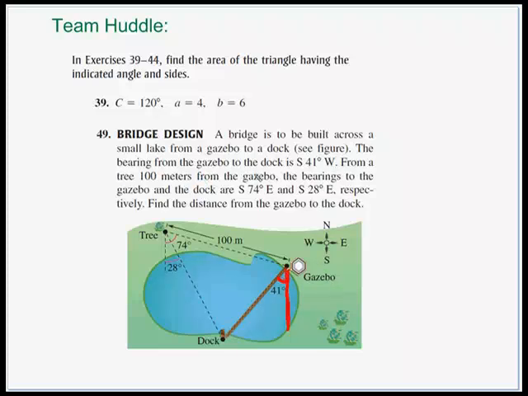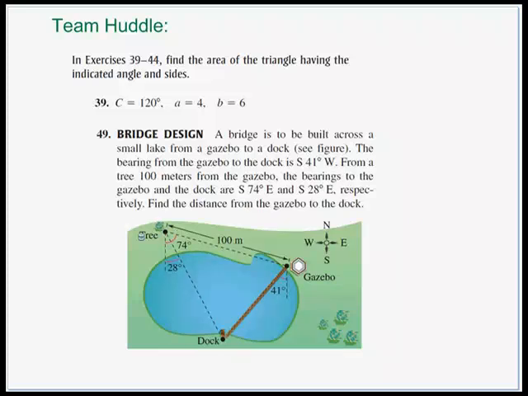From a tree 100 meters from the gazebo, here's a tree 100 meters away from the gazebo, the bearing to the gazebo and the dock are south 47 east and south 28 east, respectively. So here's our tree. Our bearing is south 28 east to the dock here, or south 74 east to the gazebo.